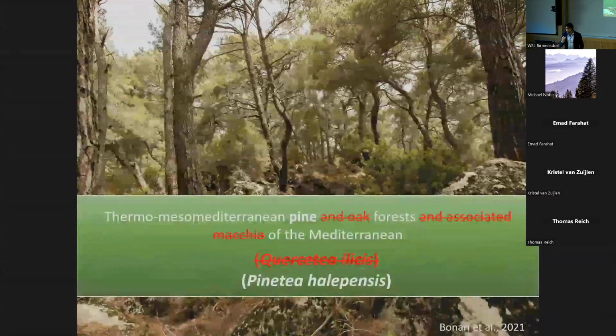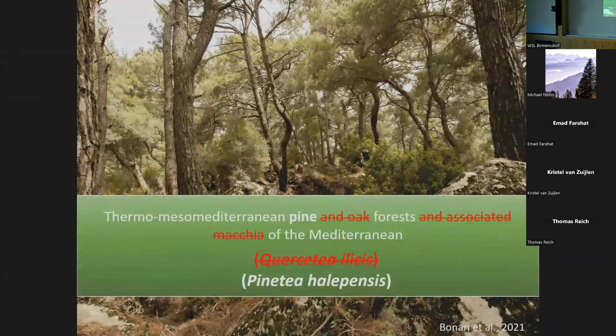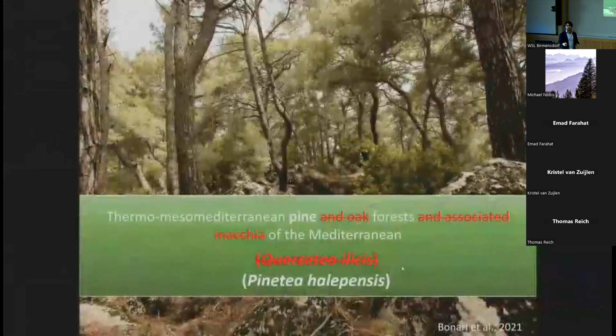So in synthesis, what this paper allowed was to describe a new type, because there is a hierarchy in this classification, and the highest level of this hierarchy is represented by vegetation classes. And basically what we did is that we divided pine forest from oak forest, because in the previous classification were included all under this name, which is Quercetea ilicis, and it doesn't matter, it's too specific perhaps, but we created this new big box to include all the Mediterranean pine forest under Pinetea halepensis.